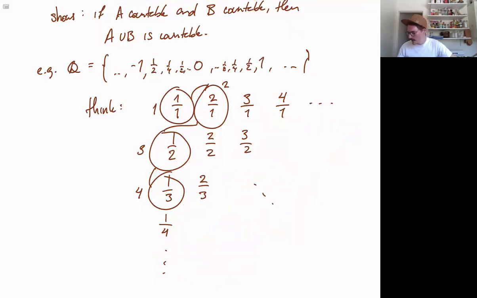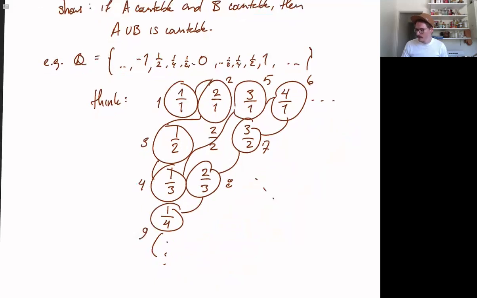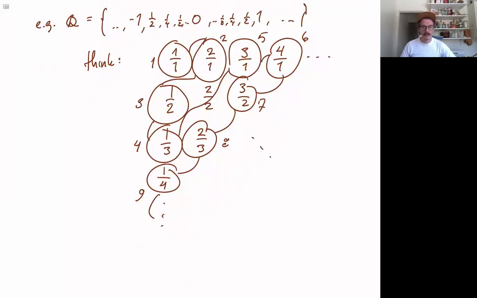And if you want to be precise, you can skip over things that you already counted. So we already got 1. 2 over 2 is equal to 1. So this thing is number 5. Then this is number 6. This is number 7. This is number 8. This is number 9, etc. So by writing in this different way, we have shown the cardinality of the rational numbers is actually equal to the cardinality of the positive integers.